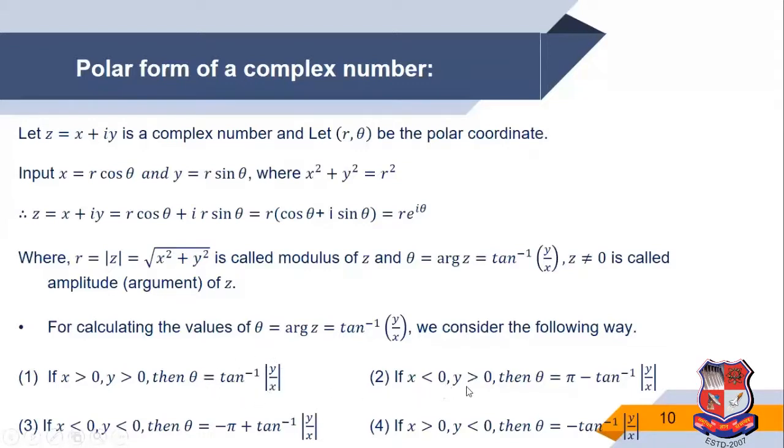If x less than 0 and y greater than 0, then theta = pi minus tan inverse y by x. If x less than 0 and y less than 0, that means the third quadrant, then theta = minus pi plus tan inverse y by x. And the fourth: if x is greater than 0 and y less than 0, then theta = minus tan inverse y by x. So for the first, second, third and fourth quadrants, we find the corresponding value of theta.